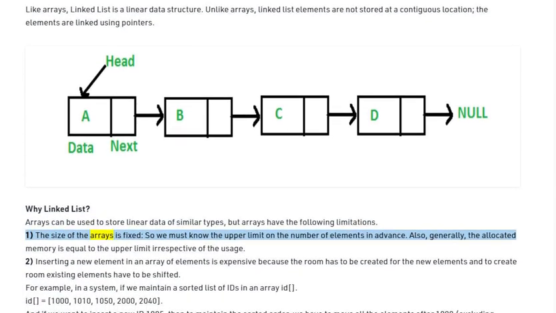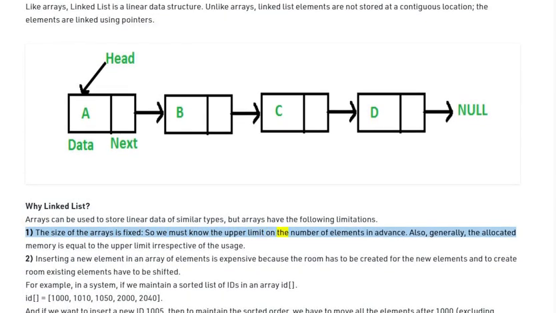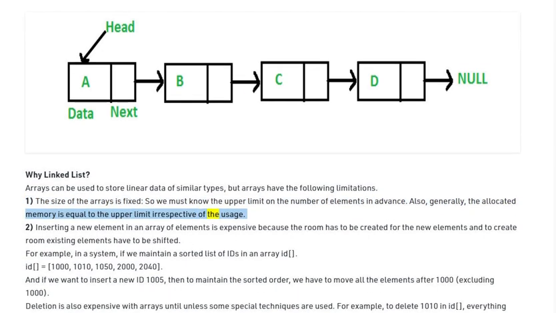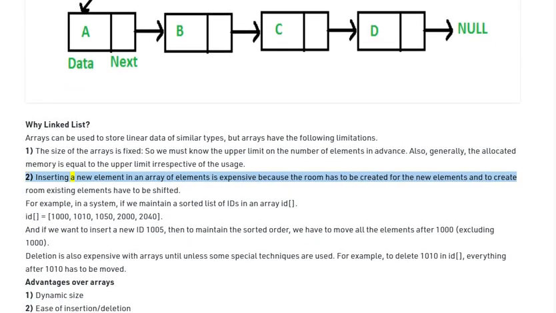1. The size of the arrays is fixed, so we must know the upper limit on the number of elements in advance. Also, generally, the allocated memory is equal to the upper limit irrespective of the usage. 2. Inserting a new element in an array of elements is expensive because the room has to be created for the new elements, and to create room existing elements have to be shifted.